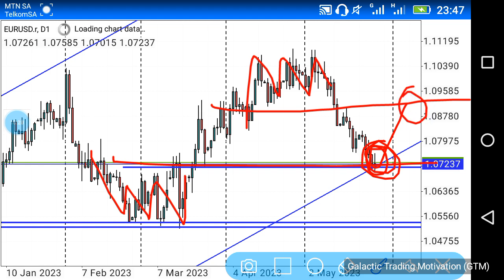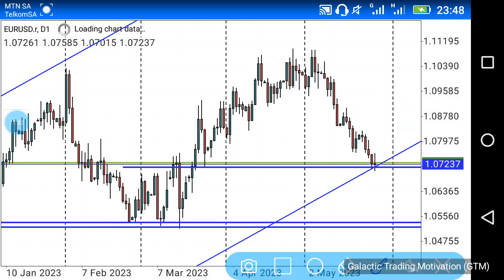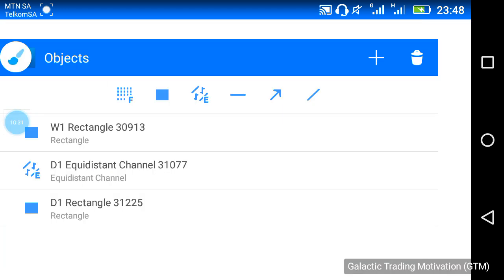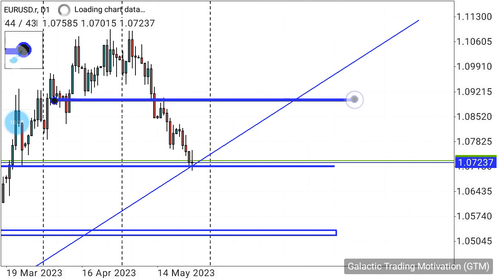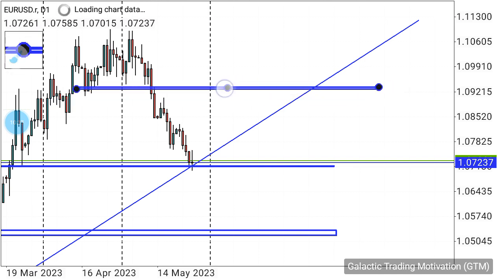Why do I say so? That is because, as I've just said, we have this triple top and it also has a neckline more or less at that level, right? So I'm just going to add a neckline for that triple top as well. Let's have a look. Right, so we could say that the neckline of the triple top is somewhat over here, more or less, right?